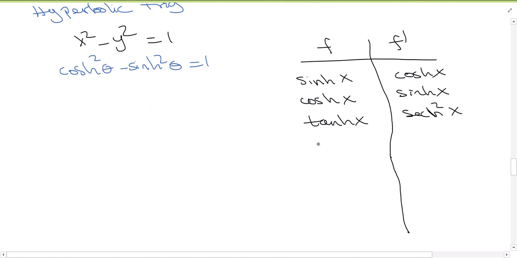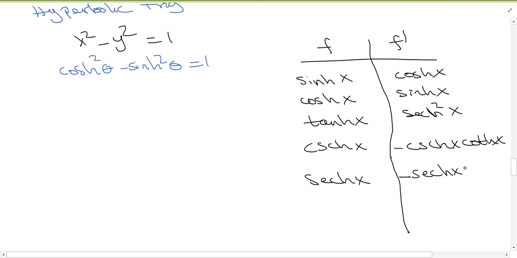And then the only ones left are for our reciprocal functions. So hyperbolic cosecant of x is going to be negative cosecant hyperbolic cotangent, so it's very similar. Hyperbolic secant is negative hyperbolic secant hyperbolic tangent. And so based on this, what would you say about hyperbolic cotangent x? What would you say its derivative is? Yes, it's going to be negative hyperbolic cosecant squared x.